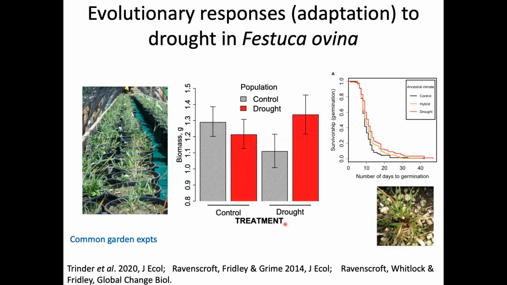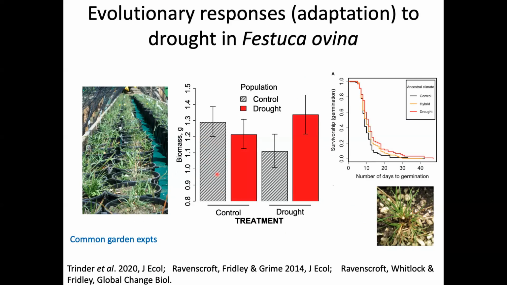In terms of evolution, we do this by taking plants out of the soil and measuring their phenotypes in common gardens, and then extracting DNA and looking at what's happening within the plant genomes. We found, for example, that the most abundant dominant species at the site, Festuca ovina, shows a signature of local adaptation where plants from the drought plots actually do best under simulated drought environments and vice versa for control plants.